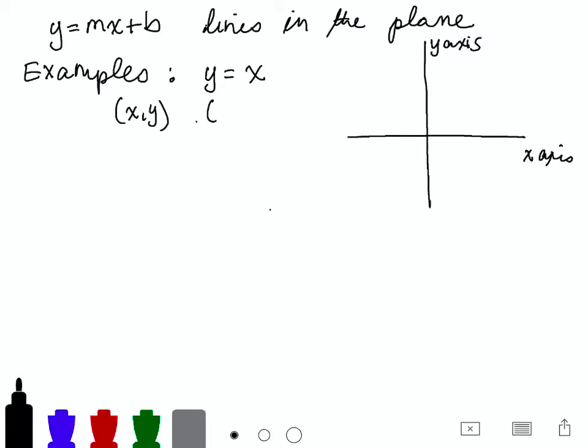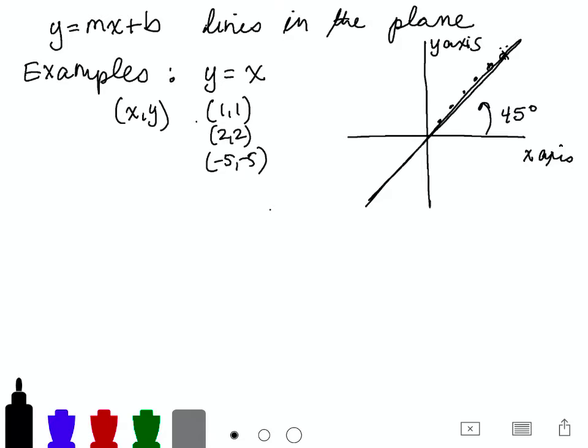So for example, (1, 1) is such a point, (2, 2), (negative 5, negative 5). Now let's plot some of those points. And we can draw a straight line through those points. This line makes a 45-degree angle with the x-axis.